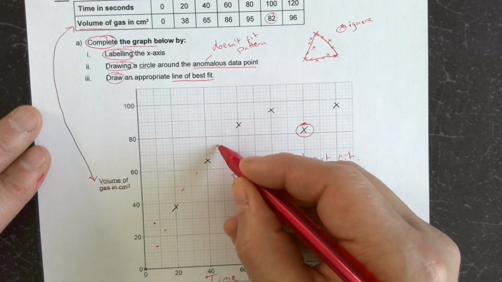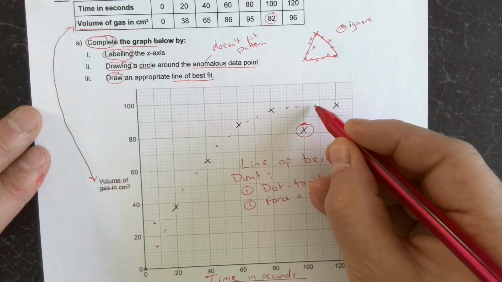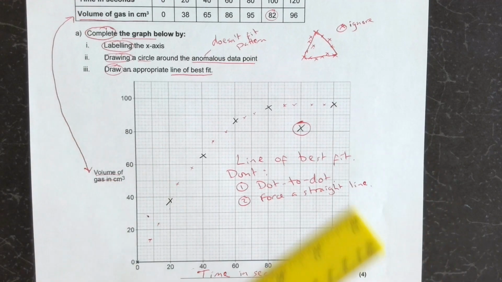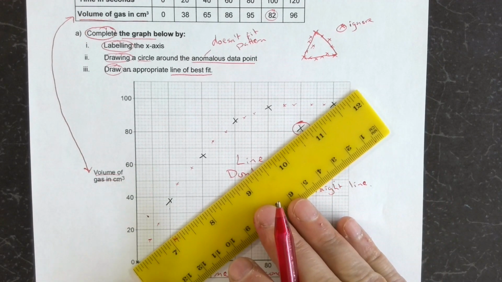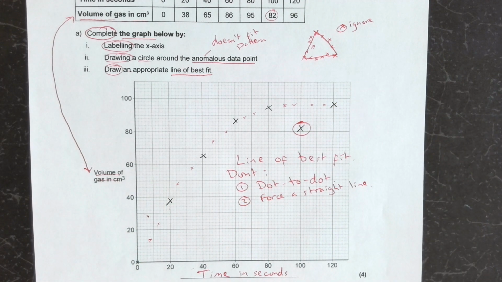Some of them aren't exactly on those, but this is the shape I'm seeing. I've never met a student yet who can't see the shape, and yet quite often students will draw a straight line from there to there. The line we draw is supposed to represent the shape the points are making.